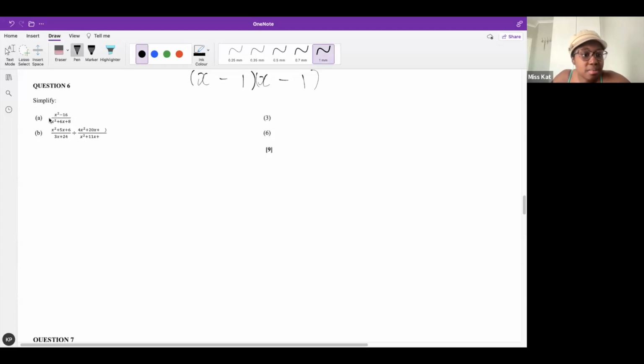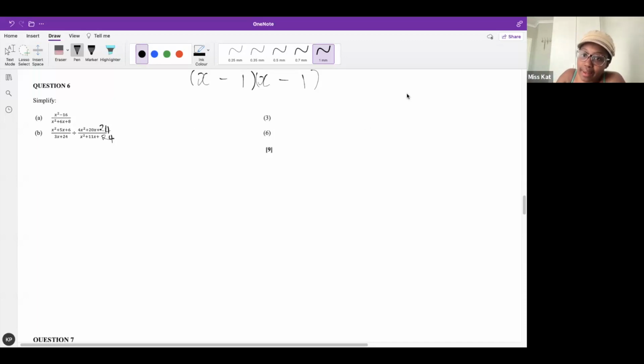Okay, I actually think B is missing something because it's 4x squared plus 20x plus space and x squared plus 11x plus space. Oh, that's why it confused you guys. This is supposed to be a 24 at the bottom. And let me check what the other one was supposed to be. Okay, so we swapped them. 3, 6, 24 as well. So they're both supposed to be 24. Do you guys see why this confused you? I also just saw it now. They were both supposed to be 24.